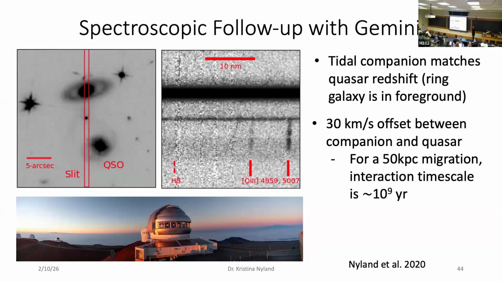We also were able to use this data to do a little bit of simple kinematics. We were able to measure an offset velocity between the companion and the quasar, and make some big assumptions on where that companion might have initially started, say 50 kiloparsecs away. This gives an interaction timescale, producing this tidally disrupted material here.